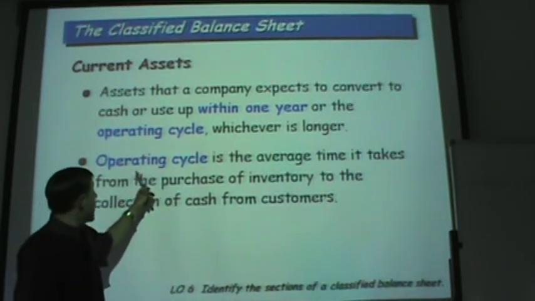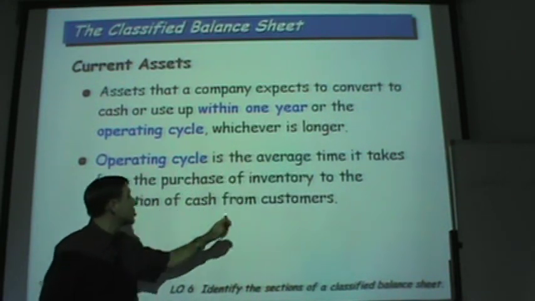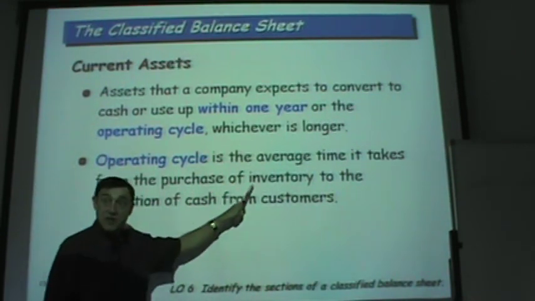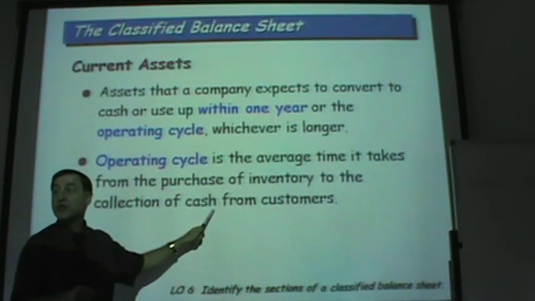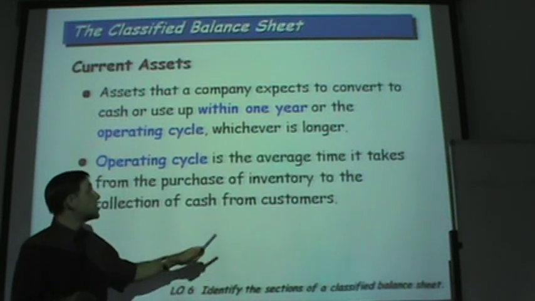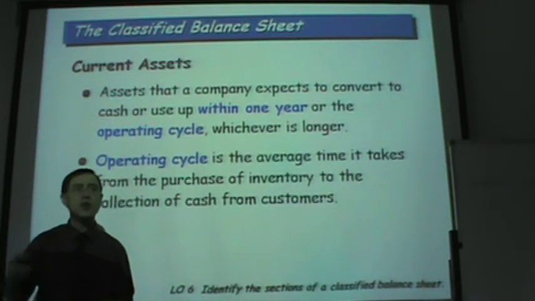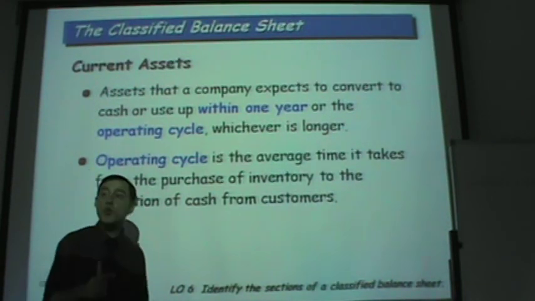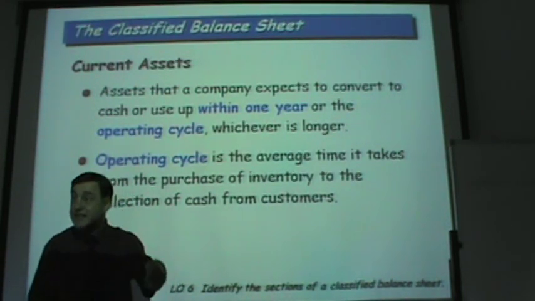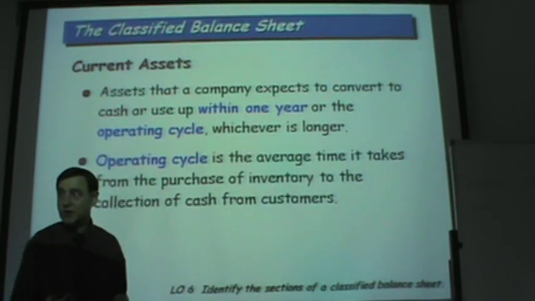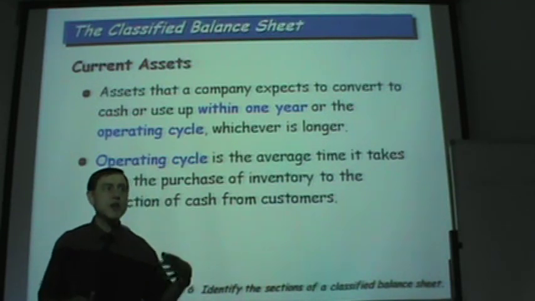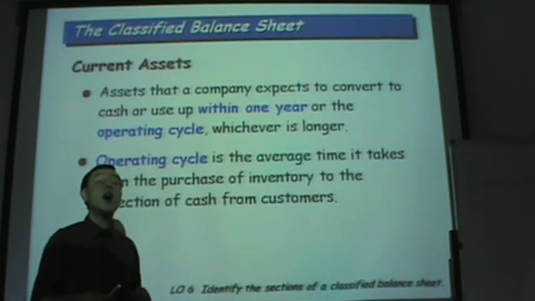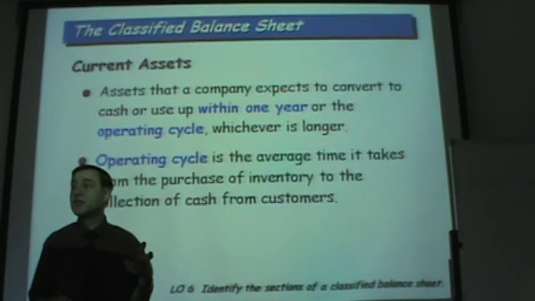The operating cycle is the average time that it takes from the purchase of inventory to collection of cash from customers. So, the operating cycle for a retailer like 7-Eleven could be maybe 2 weeks. Within 2 weeks, they're going to purchase, sell, and collect cash. So, for some businesses, the operating cycle is very short: 1 week, 2 weeks, 3 weeks. For other businesses, it's going to be relatively long.